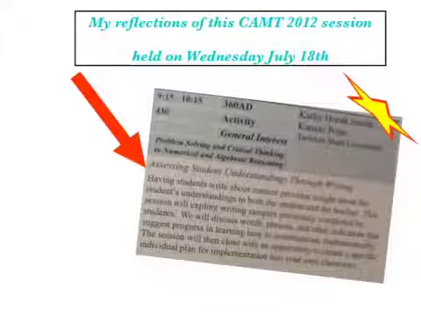So that was a really good session, and I enjoyed it, and I'm hoping I can successfully incorporate it into my classroom.